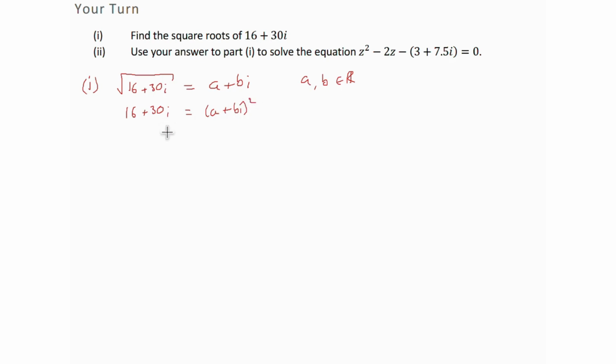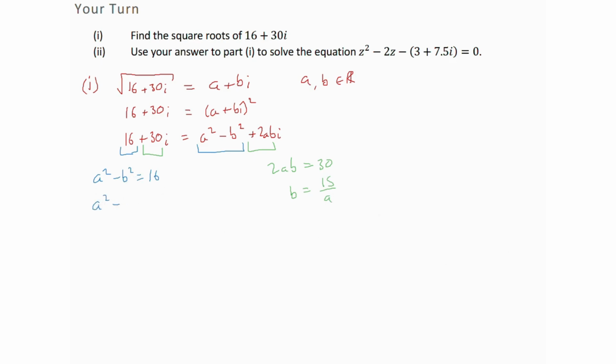To get that 16 plus 30i must be equal to a plus bi all squared, or 16 plus 30i is equal to a squared minus b squared plus 2abi. Equating the real parts, a squared minus b squared is 16. Equating the imaginary parts, 2ab is equal to 30, which means that b is equal to 15 over a.